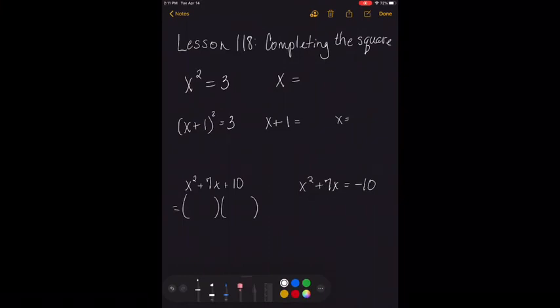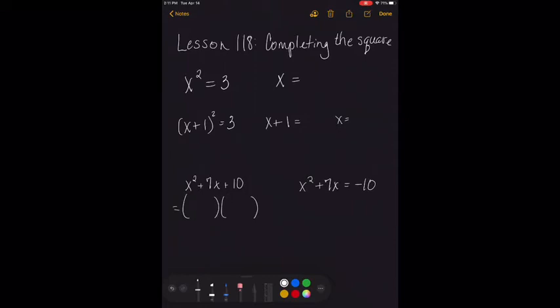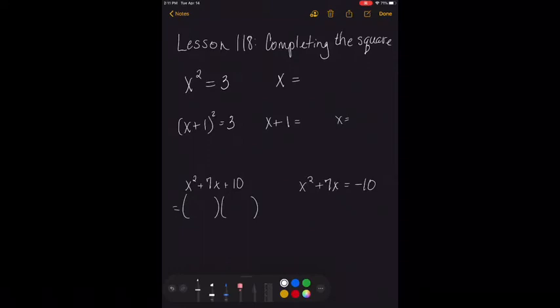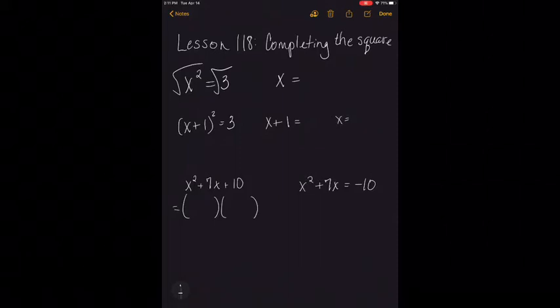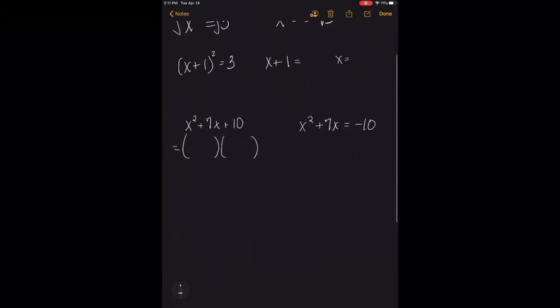Lesson 118 is about completing the square. Completing the square is a method we use in order to solve quadratic equations that aren't simple to solve. So let's start off by reviewing how we solve basic things like x squared equals 3. Well, we can take the square root of both sides and we find that x equals plus or minus the square root of 3.